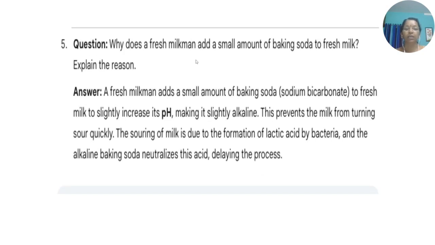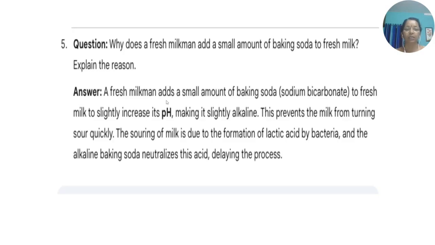Next, why does a milkman add a small amount of baking soda to fresh milk? The reason is the milkman wanted the milk to be alkaline, so he slightly changes the pH to the alkaline side, because this delays the formation of curd. Okay, the answer is given here.